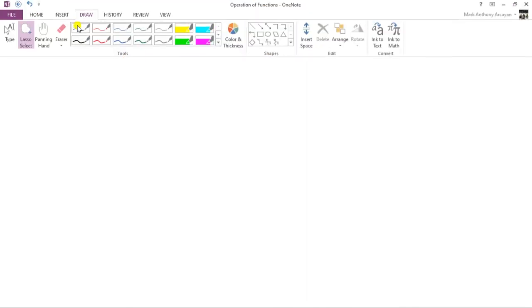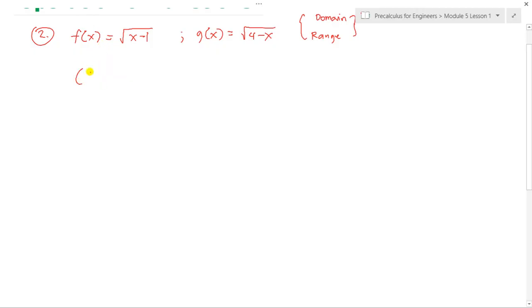So here, let's proceed to division. Let's say you have f slash g of x, so we have the square root of x minus 1 as the first one, and the second one is the square root of 4 minus x. Actually, we have a restriction here because this is a rational expression. Even if it has a radical symbol, it is still a rational expression. Now, if the instruction requires you to rationalize, let's rationalize in order to simplify.